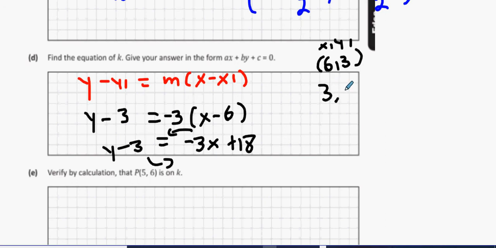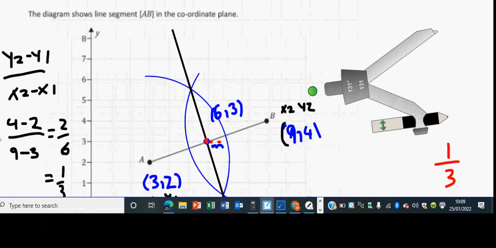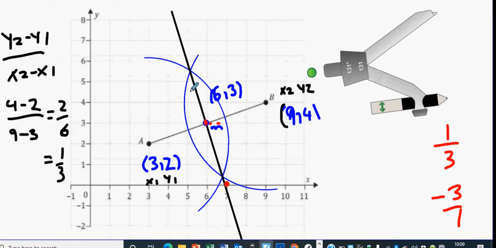And we got 3x plus y equals 21. Alright. Lads, how do you verify that 5, 6 is on the line? Now, it's quite obvious on your diagram that 5, 6 is this point here, and that point there is on your line. John, how would you verify it's on the line without actually drawing the line? That you put back into the.